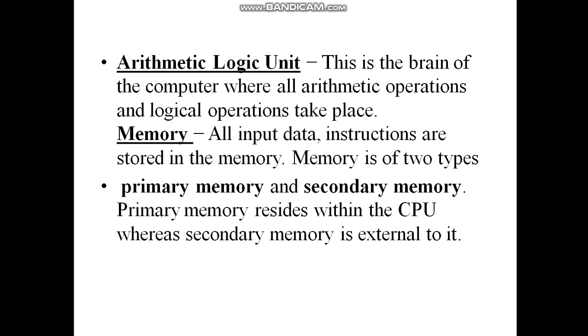Next is the arithmetical logical unit, simply called the ALU. This is the brain of the computer, where all arithmetic operations and logical operations take place. Remember, who is the brain of the computer? The arithmetical logic unit is the brain of the computer. Memory. All input data and instructions are stored in the memory. Memory is mainly of two types: primary memory and secondary memory. Primary memory resides within the CPU, whereas secondary memory is external to it. In the fourth chapter we will learn about computer memory.